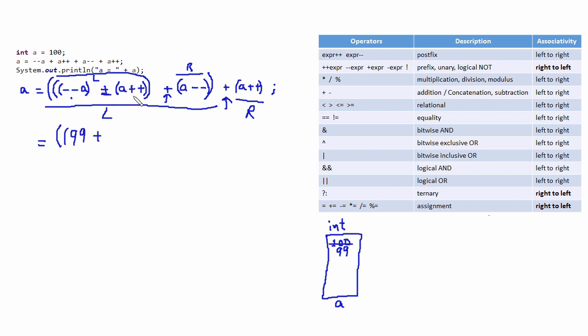So right hand side is A++. A++ is post increment operator. So first use the value of A in the expression. So 99. Then go and change it in the memory. So A will become 100 now in the memory, but in the expression we have used 99 plus A minus minus plus A++.